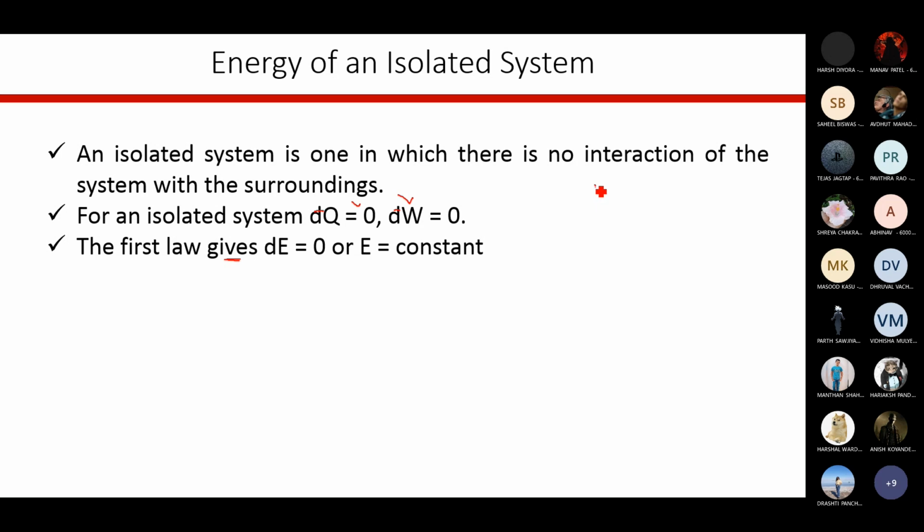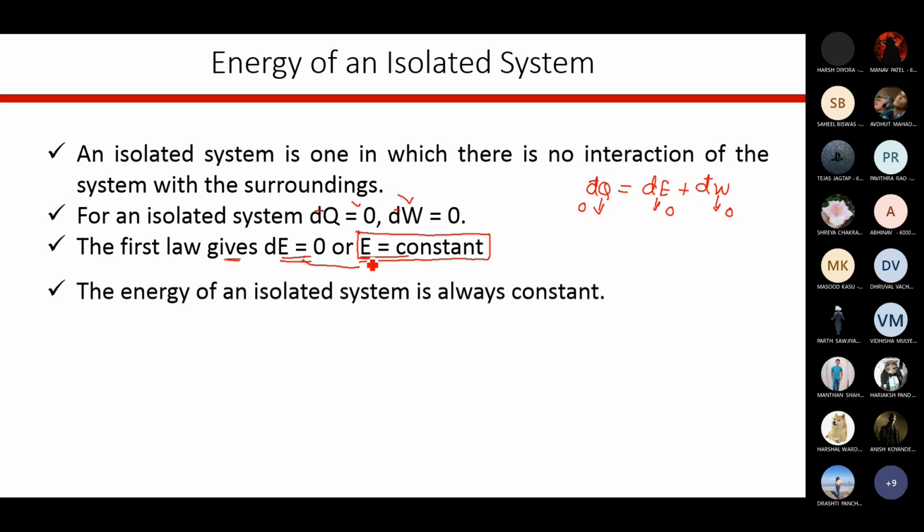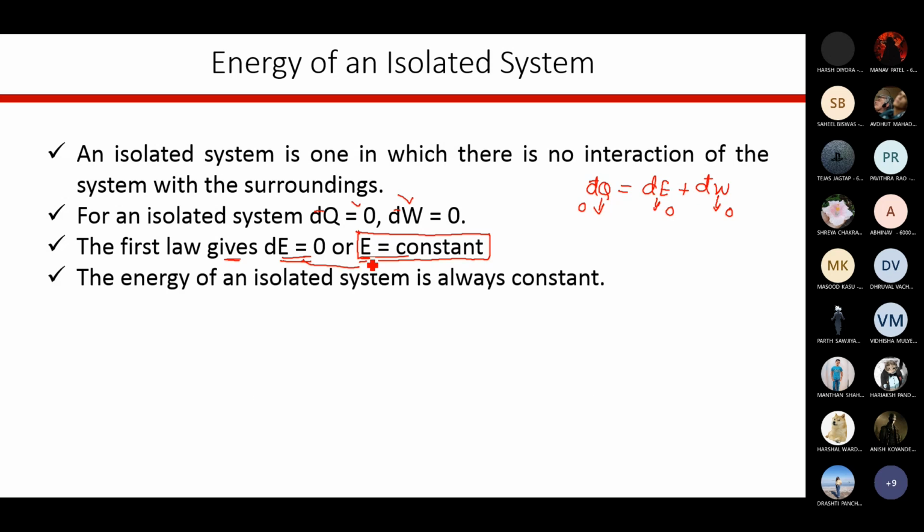Now why am I writing this? So you know this: dq is equal to dE plus dW. We have derived this, right? So we are saying this term is 0, this is 0, right? It means dE must be equal to 0, right? And when dE is equal to 0, what does this imply? That E must be constant. Then and only then its derivative will be 0. So it means the energy of an isolated system remains constant. So the energy of an isolated system is always constant. This is what we conclude when we apply first law to an isolated system. So this is nothing but the first law of thermodynamics, right?